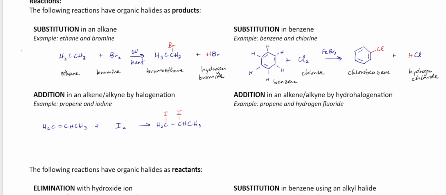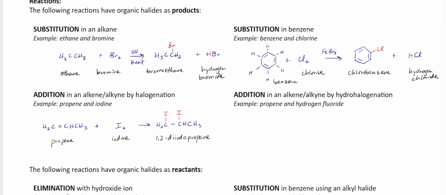Okay, and we have our organic halide. Propene, iodine, and 1,2-diiodopropane. Notice that we had a double bond, the iodine was added, and now we have an alkane.